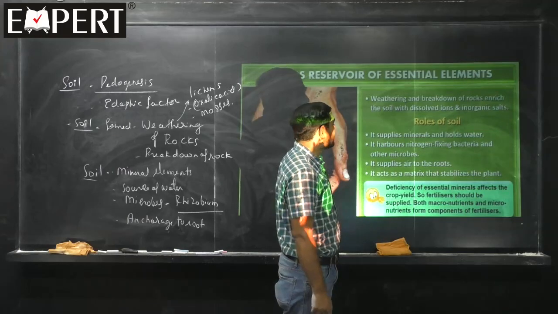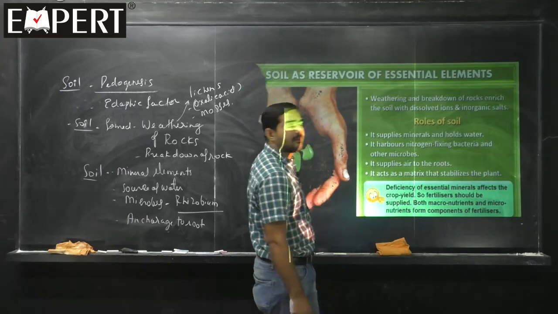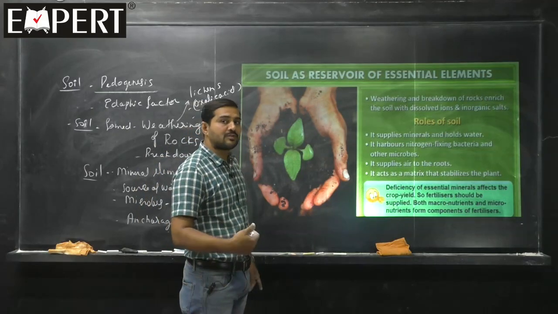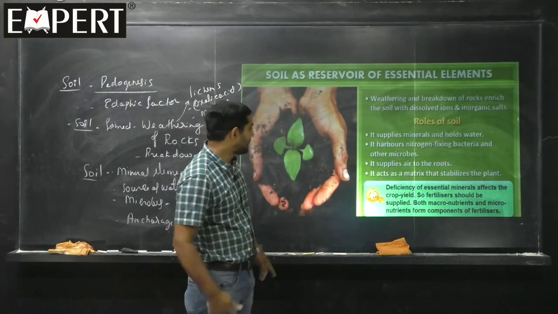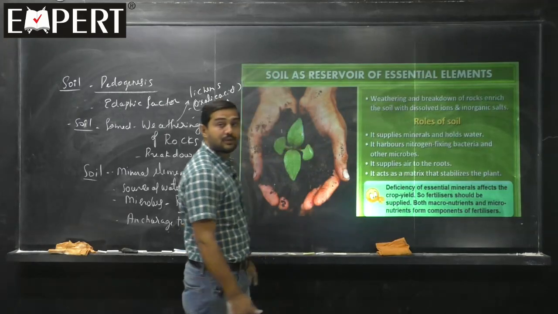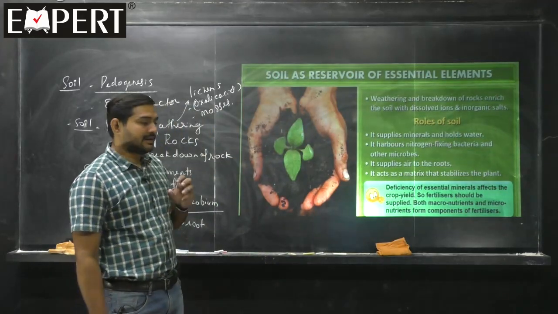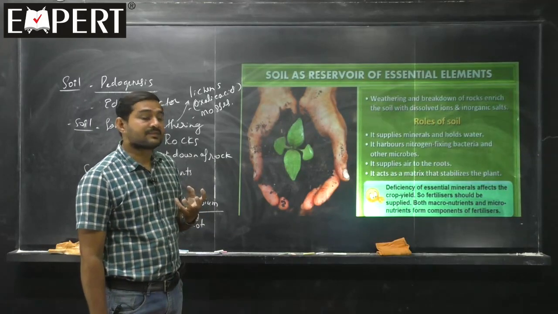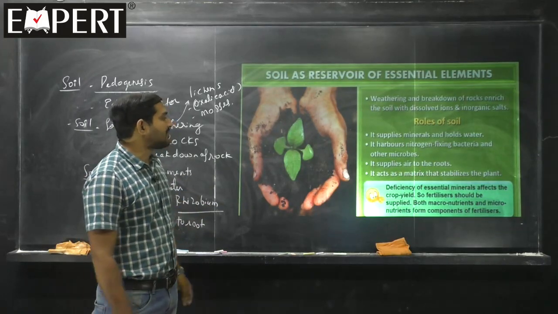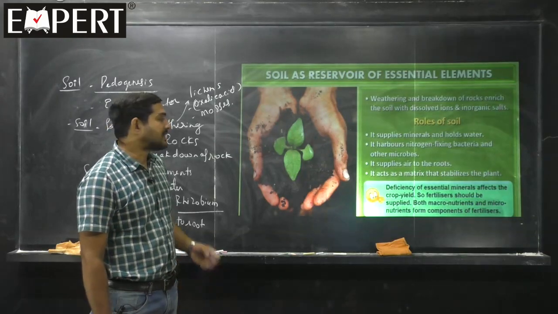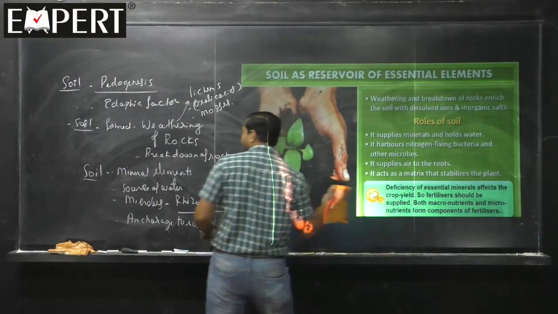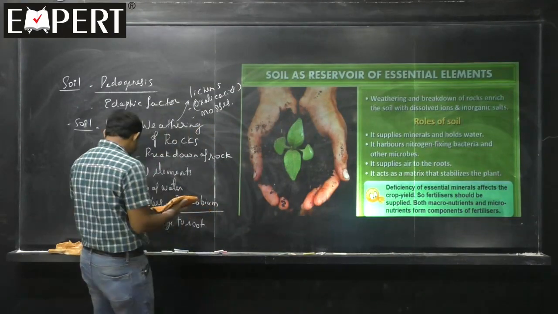It harbors nitrogen fixing bacteria like rhizobium and other microbes. Other microbes we'll discuss later. It supplies air to the roots, very important. If it is a clay kind of soil, then aeration becomes difficult. It acts as a matrix that stabilizes the plant and gives anchorage for the plants.